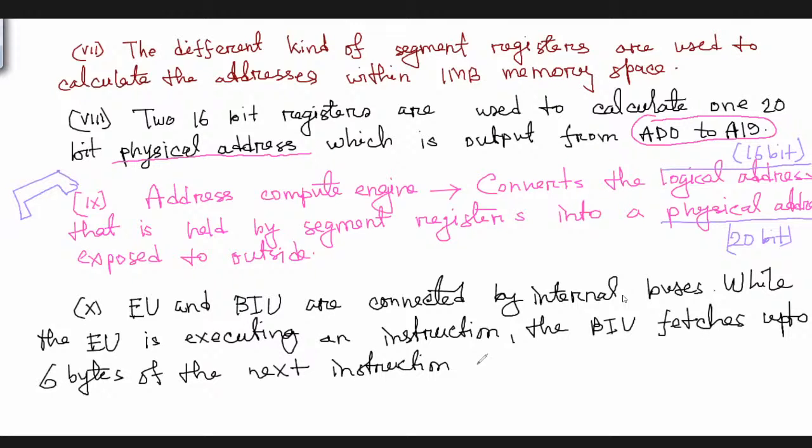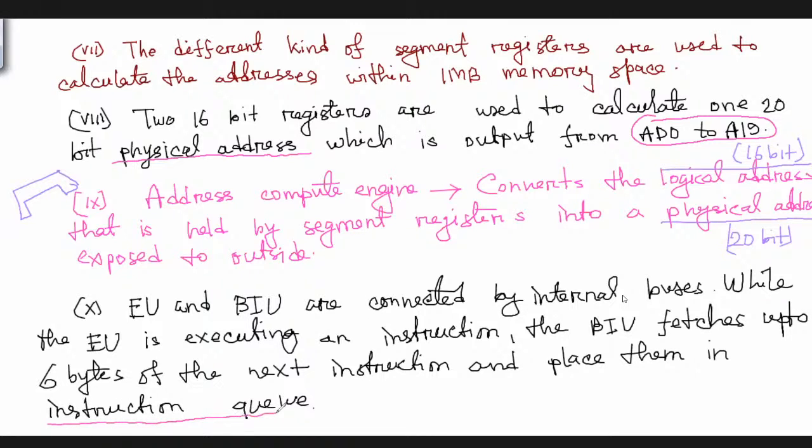Next instruction and place them in the instruction queue. Okay, so place them in the instruction queue, 6 bytes of instruction. Now you have to know what the instruction queue is. The instruction queue is the temporary storage inside the BIU where 6 bytes of data are stored.